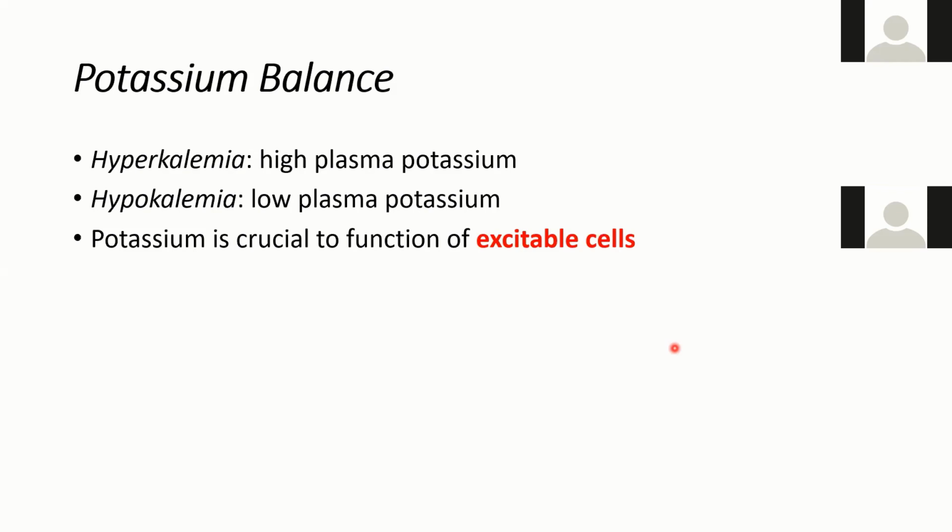Okay. So hyperkalemia, high plasma potassium. Hypokalemia is low plasma potassium. And aldosterone is one of the things that's going to help us control the amount of potassium, just like it's helping us control the amount of sodium. And that process is going to look similar, but there are going to be a couple differences.